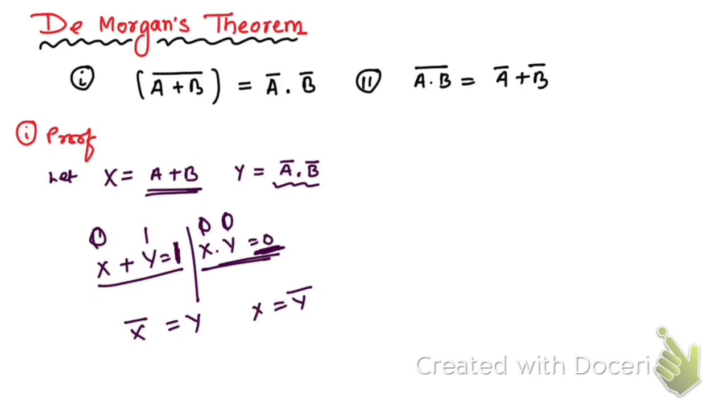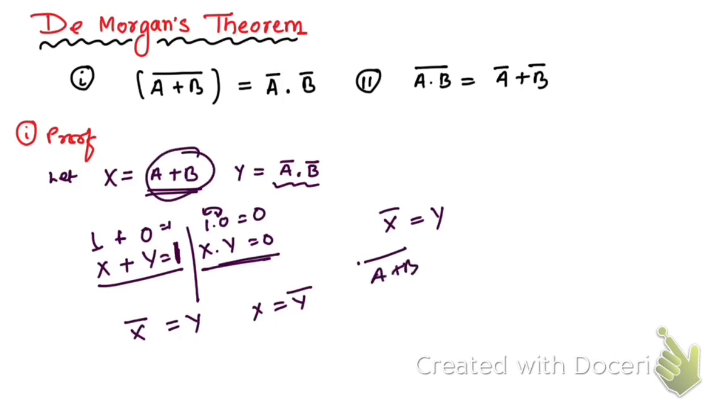So to satisfy both conditions at the same time, one of them must be 1 and the other must be 0. Then 1 plus 0 gives you 1, and 1 dot 0 gives you 0, right? That means they must be complements of each other. Hope you have understood this. So if we are able to show that the complement of x is equal to y, where x is a plus b and y is this, then we will be able to show this, right?